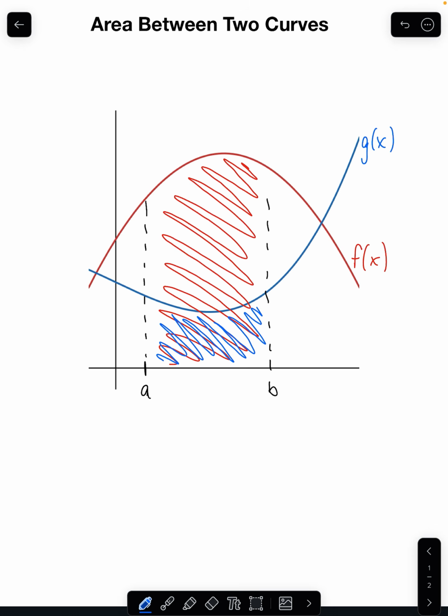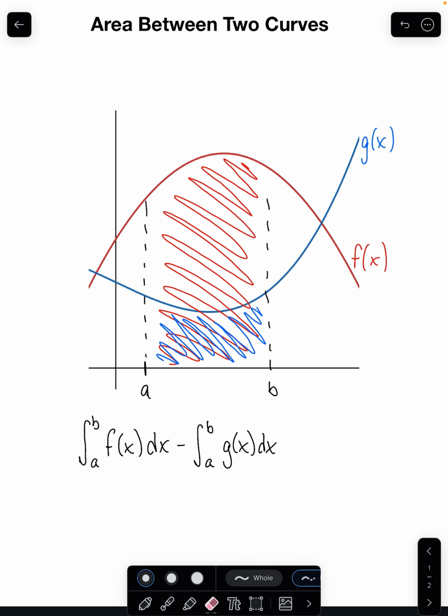So the simple solution here is to find all of the area under f of x, and then subtract from that the area under g of x. So that what we should be left with is simply the area between the two.